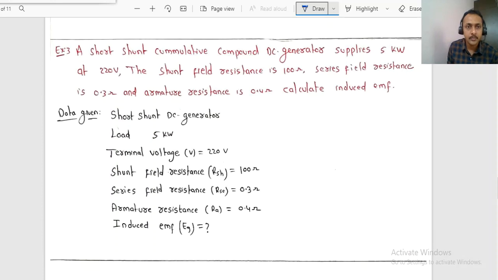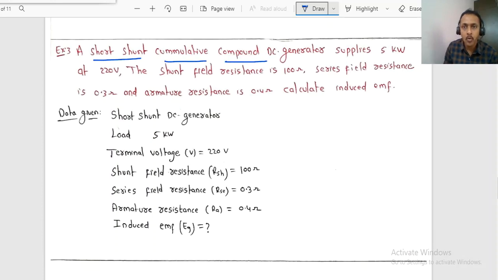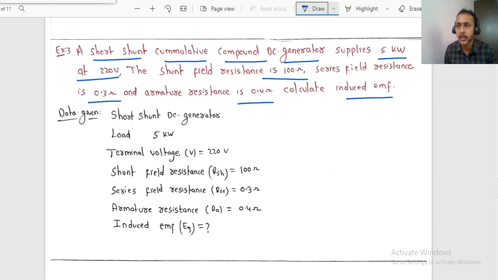A short shunt cumulative compound DC generator supplies 5 kilowatt at 220 volt, shunt field resistance RSH 100 ohm, series field resistance 0.3 ohm, armature resistance 0.4 ohm. Calculate induced EMF. Right? Load already specified, indirectly power V into IL, current drawn by the load. Terminal voltage 220 volt. Shunt field resistance RSH 100 ohm. Series field resistance RSC 0.3. Armature resistance RA 0.4. Induced EMF EG equals how much?